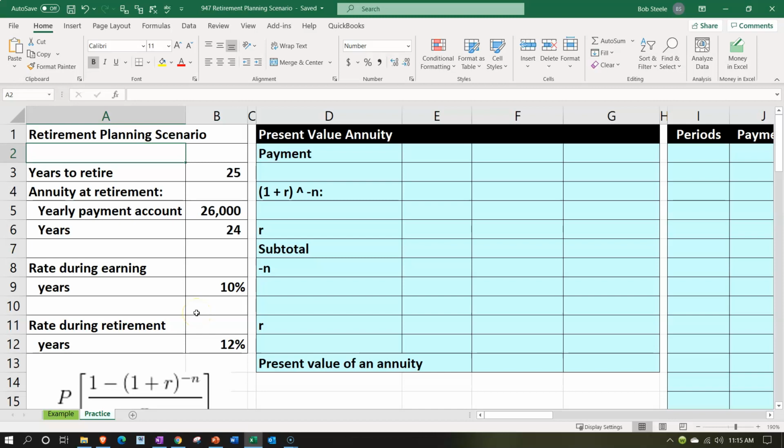Here we are in our Excel worksheet. If you have access to the Excel worksheet and would like to follow along, we are in the practice tab down below, as opposed to the example tab, which is in essence an answer key.